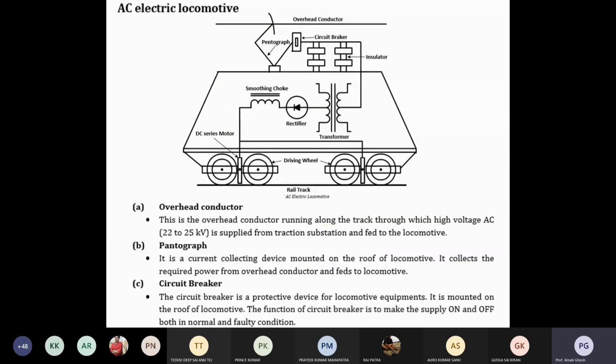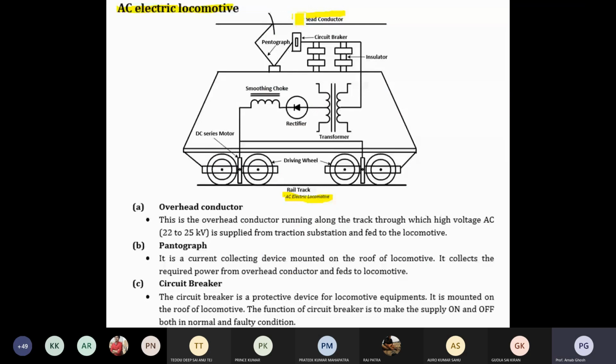Now the basic, very simple schematic of the AC electric locomotive. Every day I am telling you about the AC electric locomotive. So that's the diagram. First all of you just see the diagram. What are the most important components of the diagram? First one is the overhead conductor.